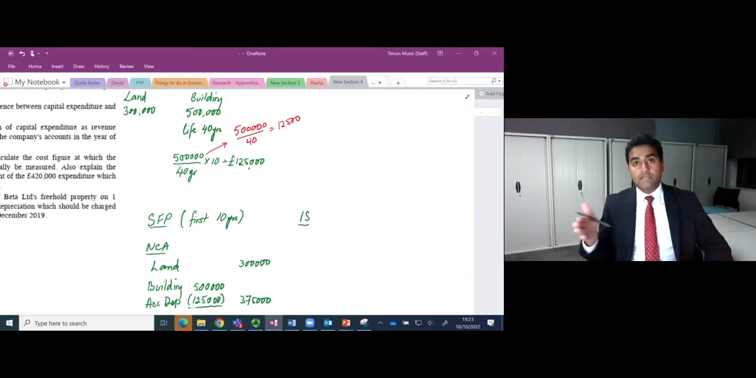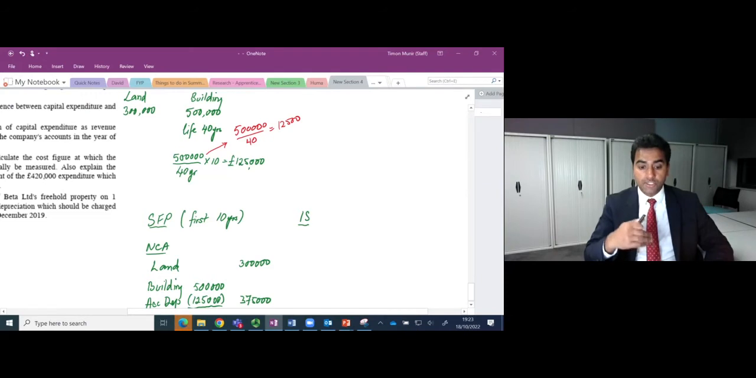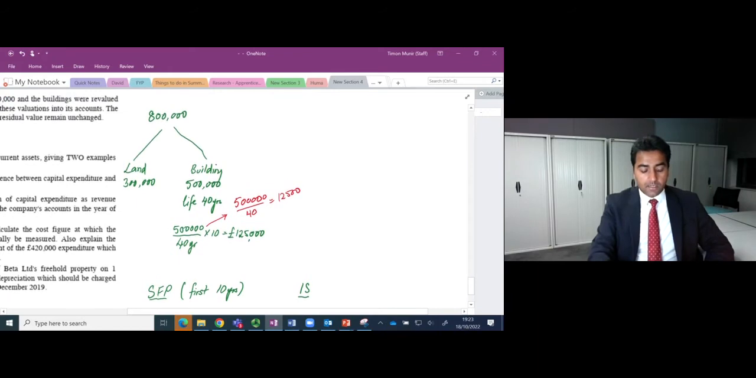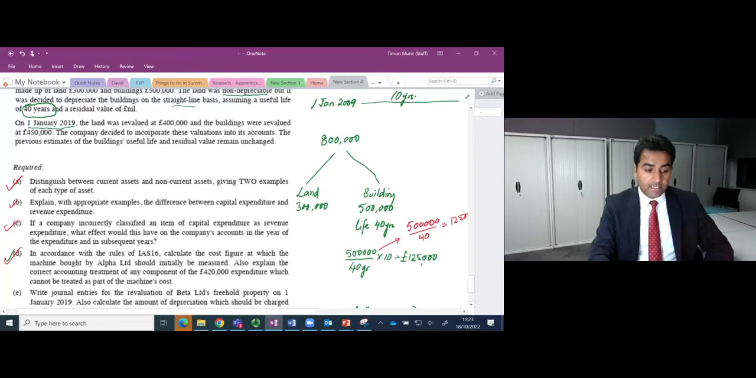So over the number of 10 years, the accumulated balance is 125,000. But in my income statement, I have to show the depreciation charge for this year, which is 2018: £12,500. Now we are told in this question that on 1st of January 2019, the value of the land has been revalued and the new value is 400,000.